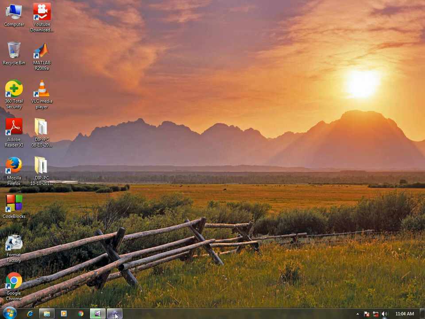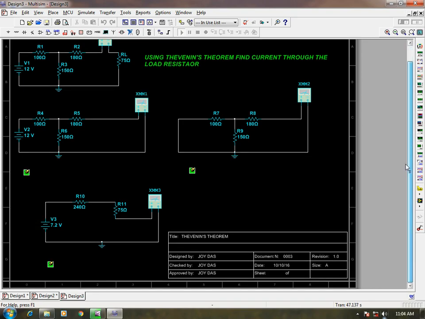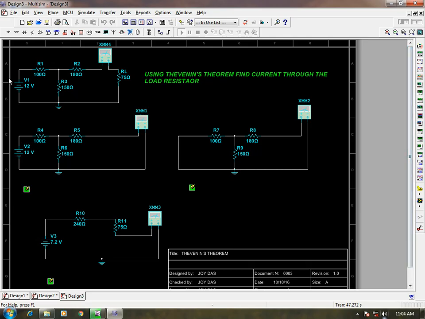This is Joy. Today I'm going to show you how to use Multisim to calculate branch currents or solve network theorems. Now this is a basic problem of a simple T network of series arm impedances of 100 ohms, 180 ohms, and the shunt arm impedance is 150 ohms.